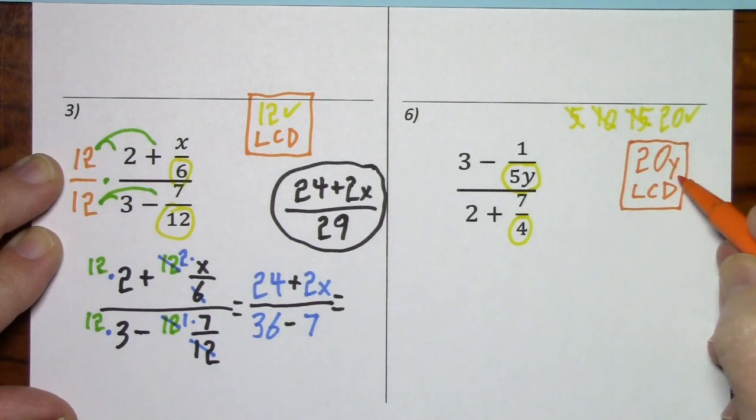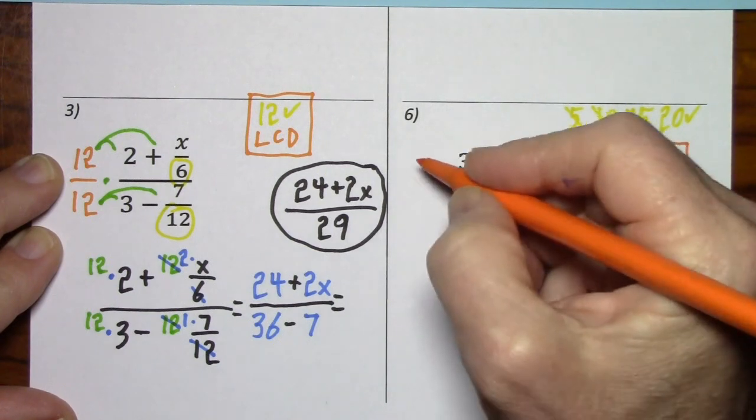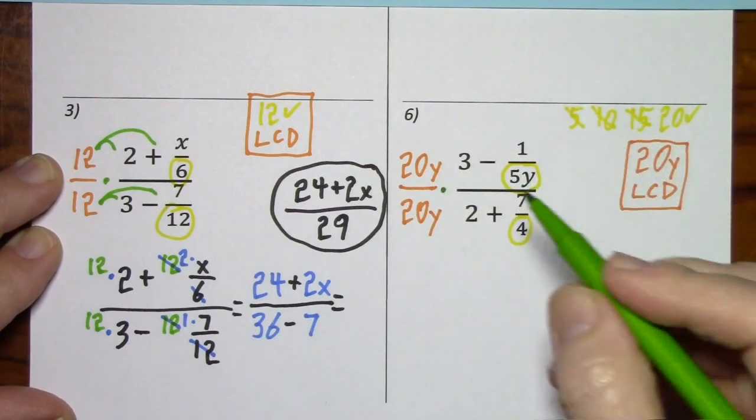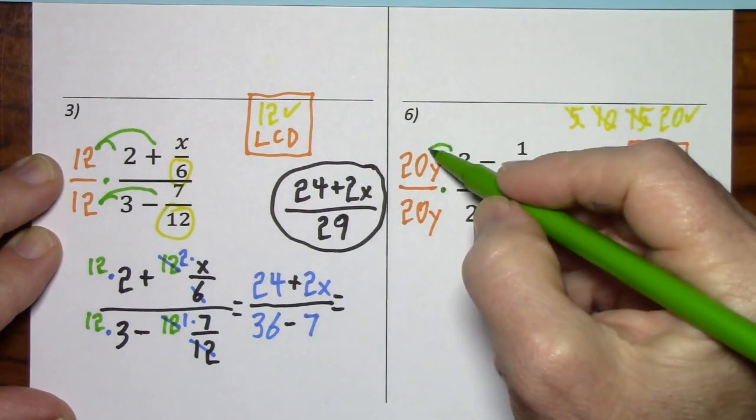This means we're going to multiply by 20y over 20y. And again, this means it gets distributed to each term.